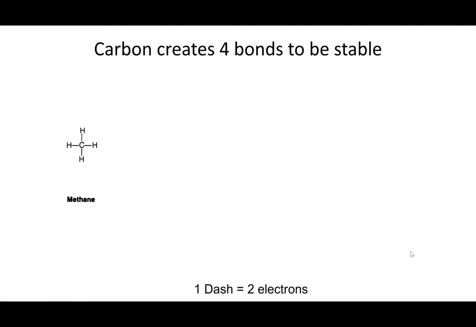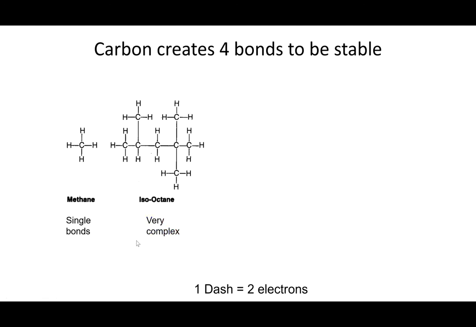Okay, so now we're going to take a look at some molecules written with dot diagrams and dash diagrams. And remember, carbon creates 4 bonds to be stable. So here's our methane molecule again, and we know that that's stable, right? And it's only got single bonds, 2, 4, 6, 8, 8 electrons. That's fine. Okay, here's isooctane. Now, do not panic. I know it looks big and it's scary, but it's not. We're going to go through and we're going to figure out how many electrons are around each carbon and figure out if they're stable. Okay, so let's do it together.